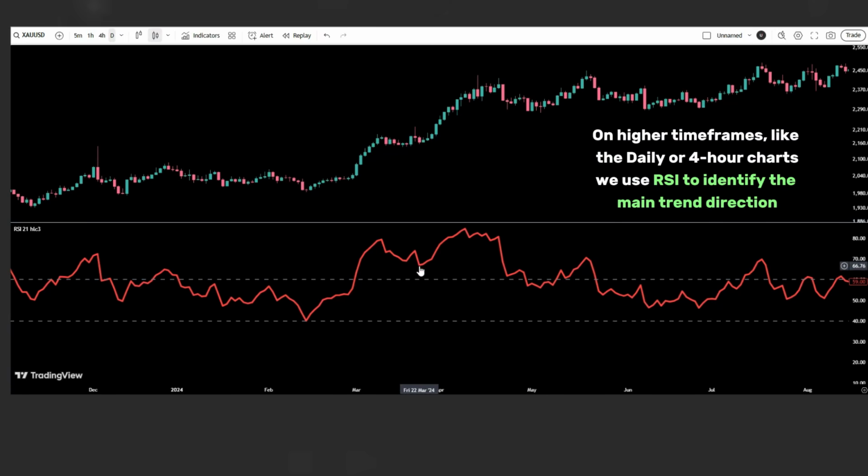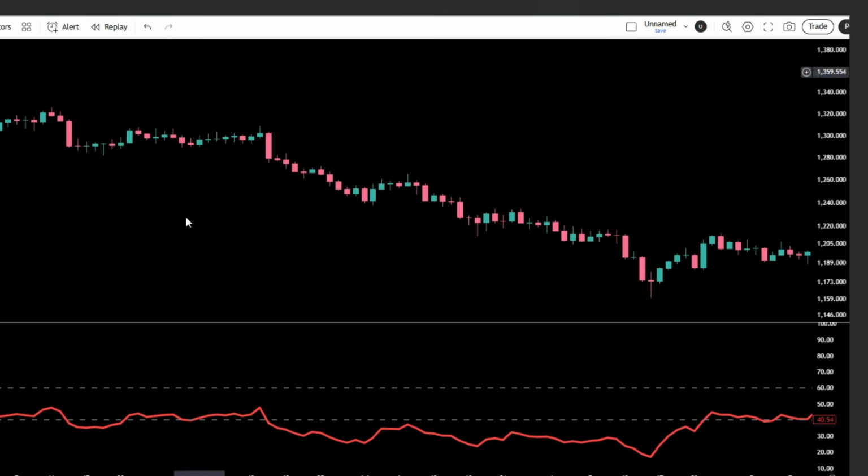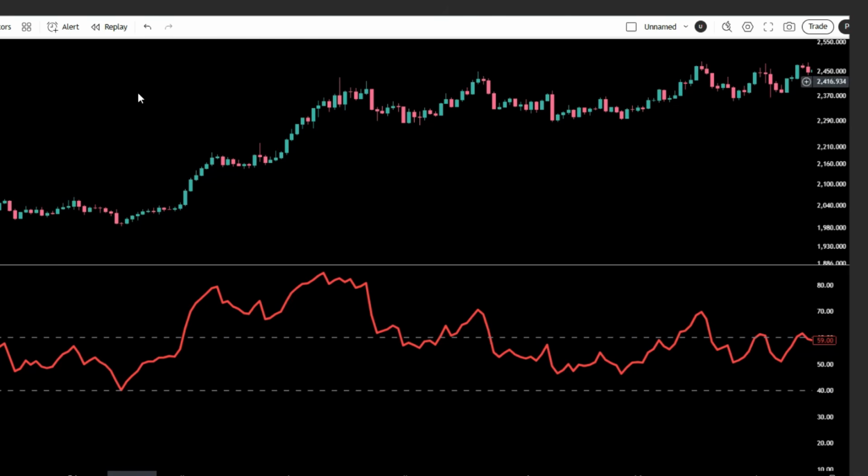On higher time frames, like the daily or 4-hour charts, we use RSI to identify the main trend direction. If RSI is near oversold levels, we only look for buy opportunities. If RSI is near overbought levels, we only look for sell opportunities. This step does not trigger trades. It simply tells us where to focus our attention.